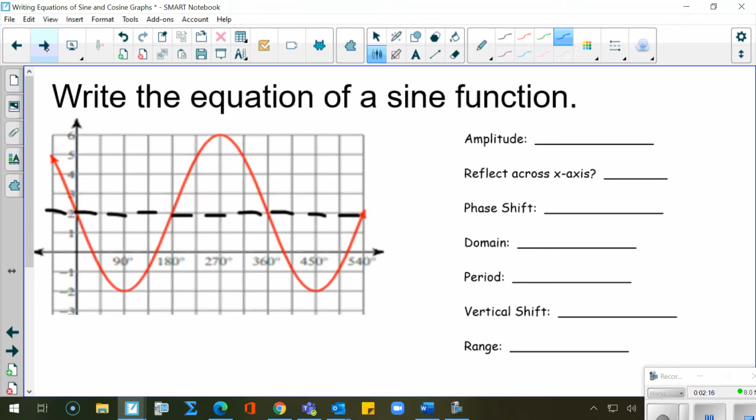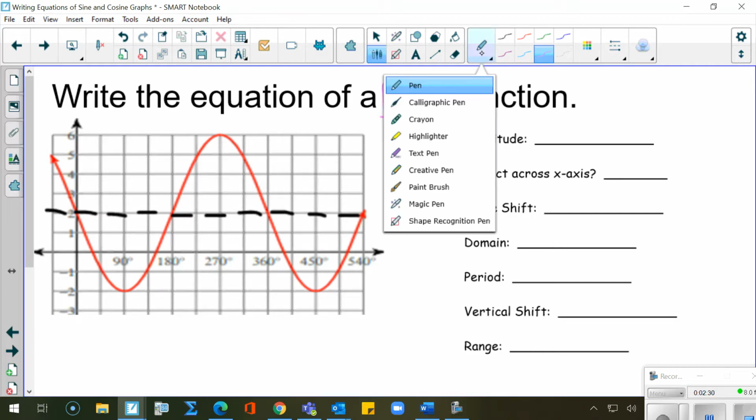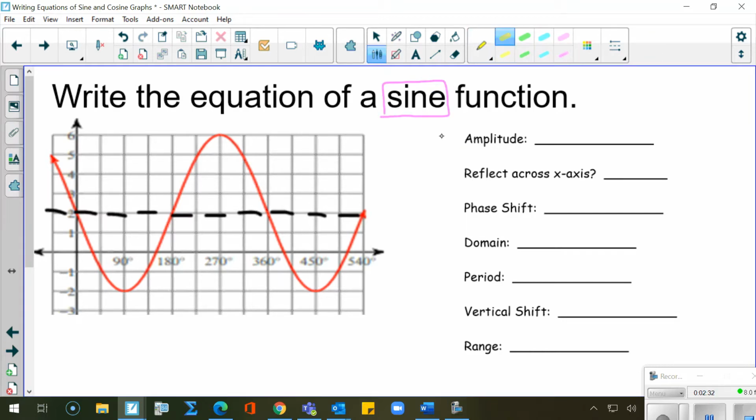So here we are asked to write the equation of a sine function. First thing I want to do is to identify one phase of a sine function. Some of our answers will vary depending on the phase we select. So it's important that you highlight the phase that you plan to use. One phase. If I were to use this phase, I'll start to identify the characteristics.